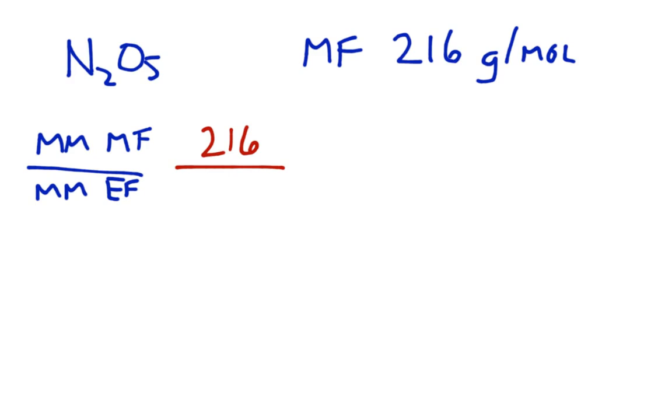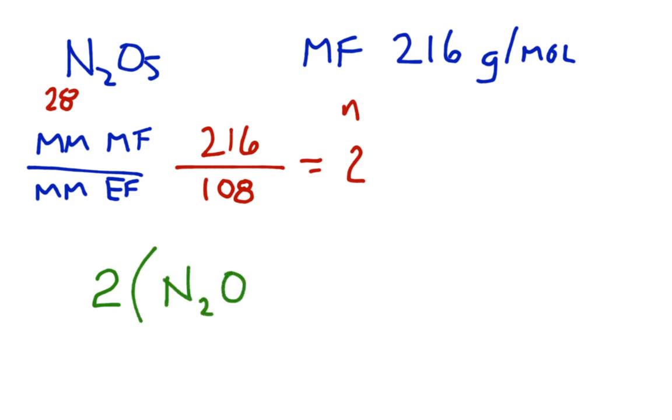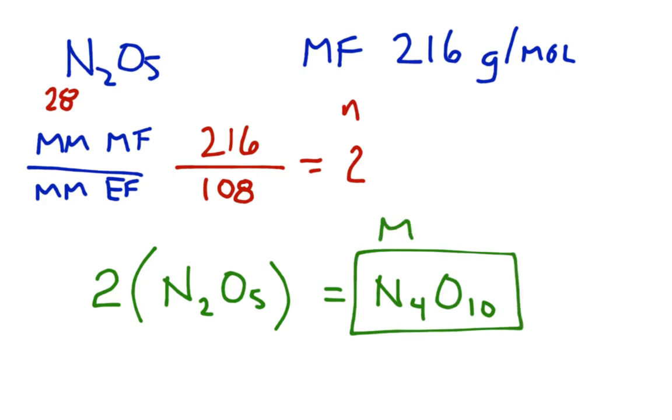2 times N is 28. 5 times 16 for oxygen is 80, plus the 28 from nitrogen is 108. When we take 216 divided by 108, we get an n factor of 2. We can then take that n factor, 2, and distribute it through our empirical formula. 2 times N2 equals N4. 2 times 5 equals O10. N4O10 is our molecular formula. And this is how you solve problems like these.